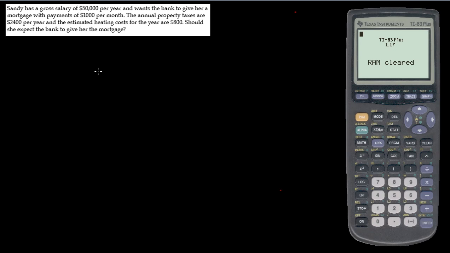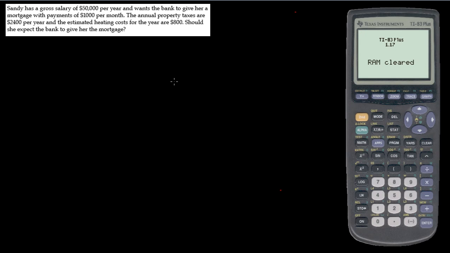So Sandy has a gross salary of $50,000 per year and wants the bank to give her a mortgage with payments of $1,000 per month. The property that they're looking at buying, the annual property taxes are $2,400 per year, and the estimated heating costs per year are $800. Should she expect the bank to give her a mortgage?